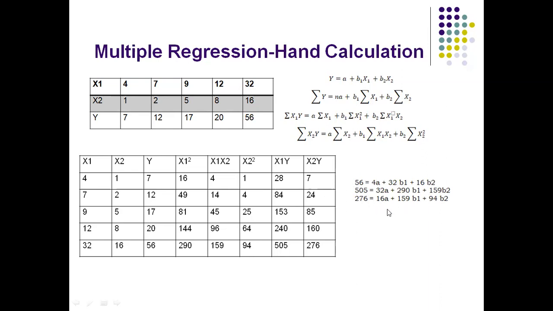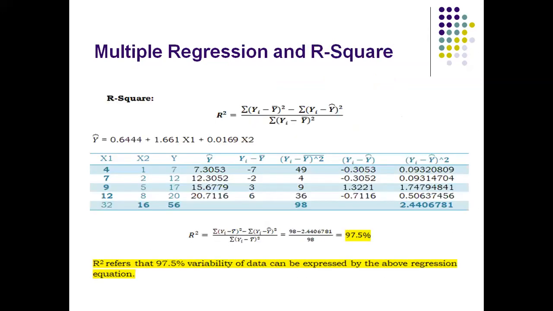So this way you prepare these expressions, then you just do simple eliminations and you will get the values of a, b1 and b2. And this is the expression of y, where y is equal to a plus b1x1 plus b2x2. So a is equal to 0.644, b1 is 1.661 for x1, plus 0.0169, that is b2. Now, the next thing is, how can you find out the multiple regression R square value?